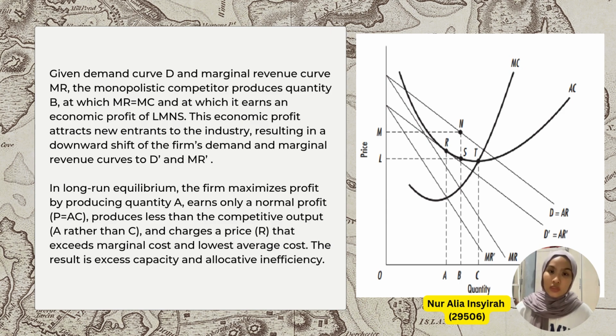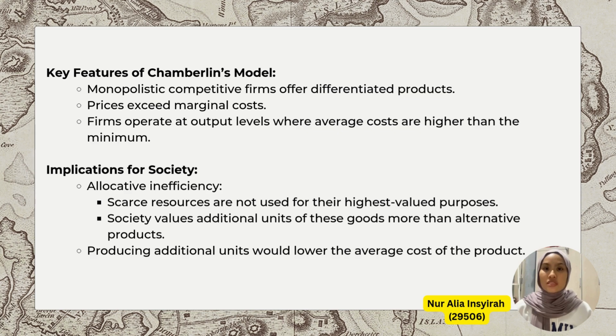In long-run equilibrium, the firm maximizes profit by producing quantity A, earns only a normal profit where P equals AC, produces less than the competitive output A rather than C, and charges a price that exceeds marginal cost and average cost. The result is excess capacity rather than allocative inefficiency. The key factors of Chamberlain's model: monopolistic competitive firms offer differentiated products. Price exceeds marginal cost. Firms operate at output levels where the average costs are higher than the minimum.